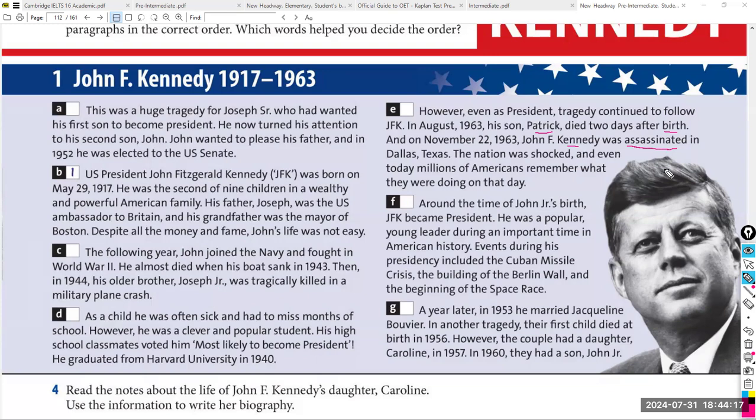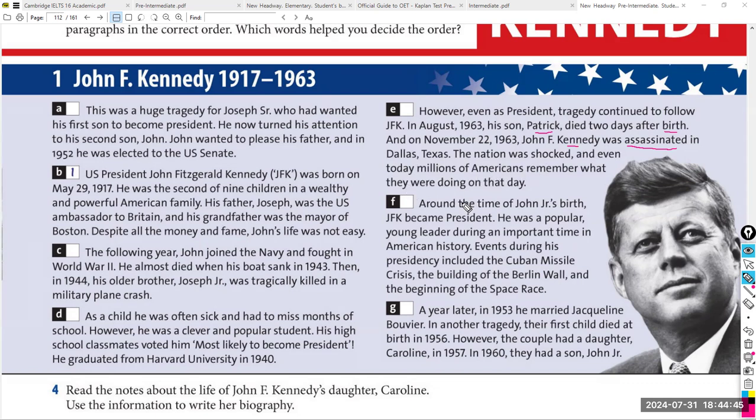Assassinated. Yes. And today, millions of Americans remember what they were doing on that day. Okay, thank you so much. But you skipped this line. Kennedy was assassinated in Dallas, Texas. The nation was shocked. And even today, millions of Americans remember.